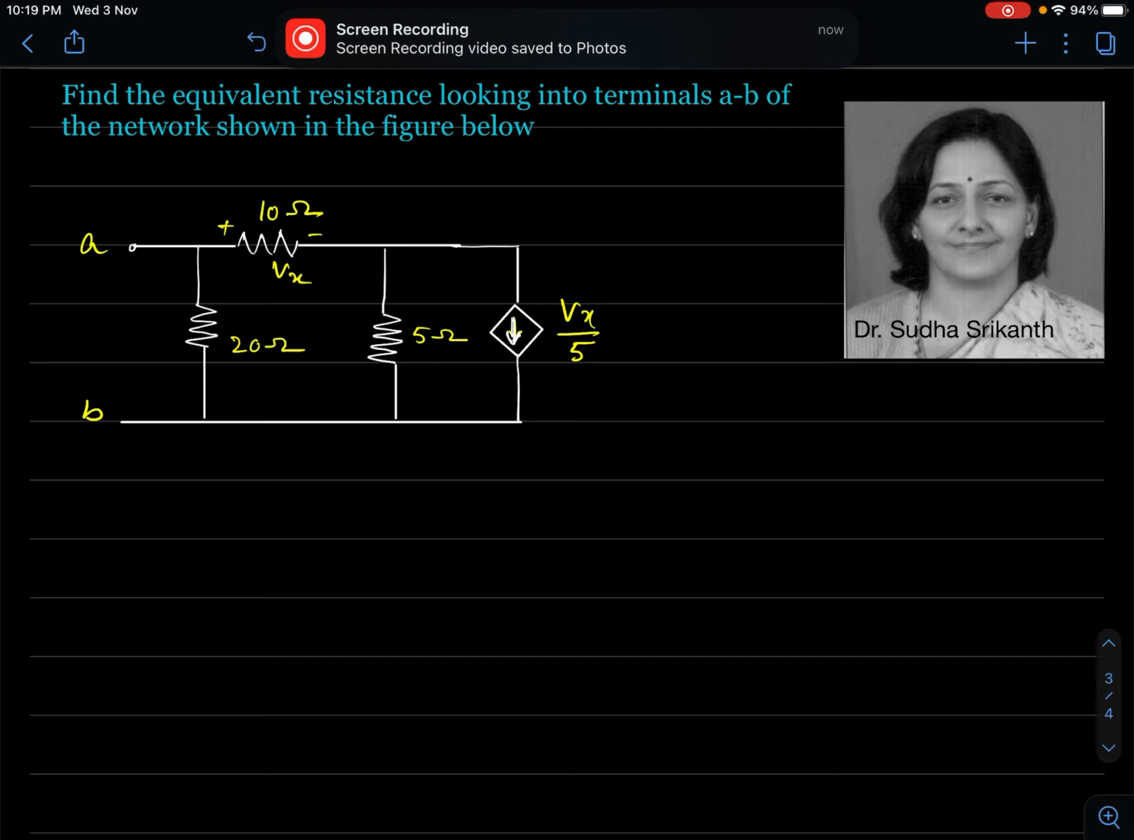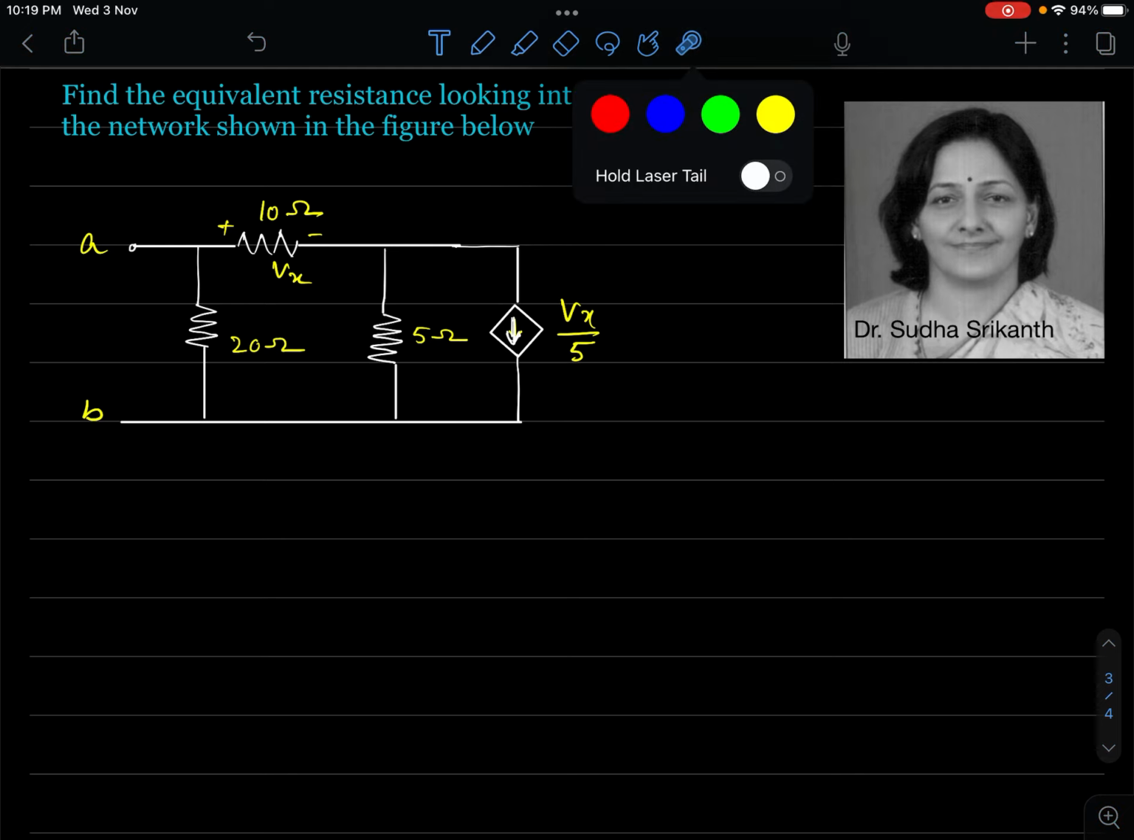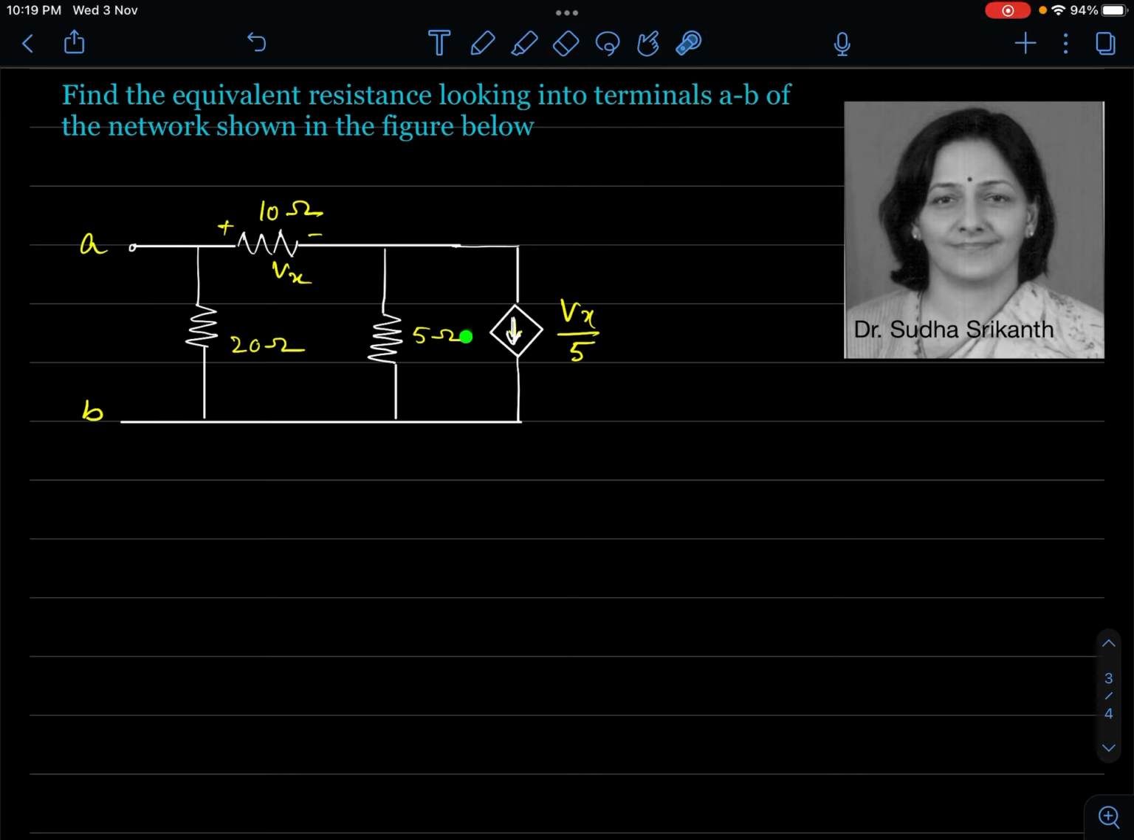In this video, I have taken up a typical problem of finding out equivalent resistance. Equivalent resistance between a pair of terminals normally can be found by deactivating the various sources and looking into the network within the pair of terminals given or within the terminals under consideration. Now, this network typically has a dependent source. If we can see this network, this has a dependent source.